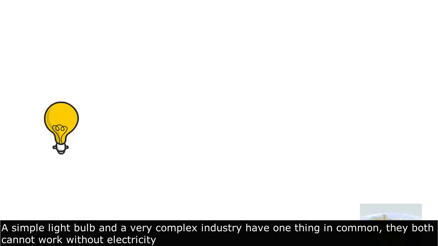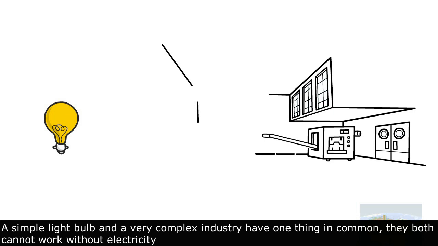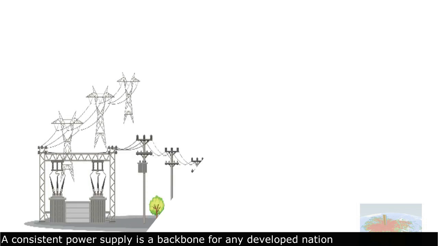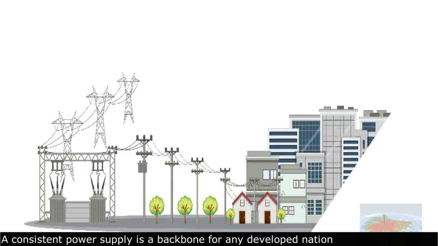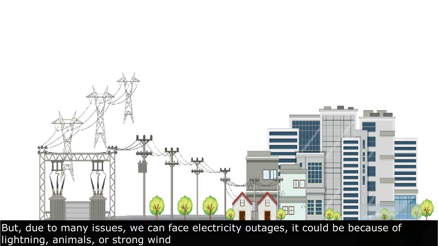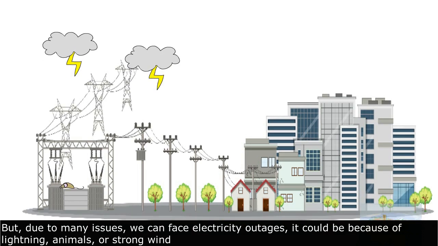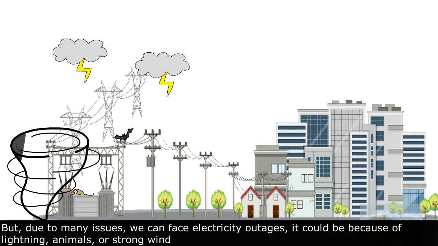A simple light bulb and a very complex industry have one thing in common. They both cannot work without electricity. A consistent power supply is a backbone for any developed nation. But due to many issues, we can face electricity outages. It could be because of the lightning, animals, or strong wind.